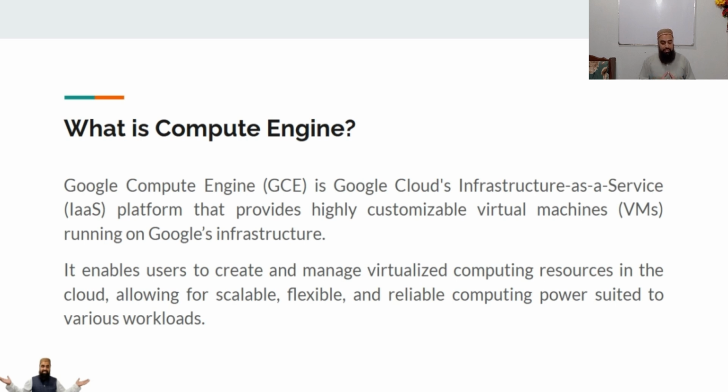Google Compute Engine is Google Cloud's infrastructure as a service platform that provides highly customizable virtual machines running on Google's infrastructure. Google's infrastructure itself is one of the most powerful compute infrastructures. So that's why Google is offering infrastructure as a service. In infrastructure as a service, you are getting virtual machines. You can run your virtual machines on Google Cloud Platform. There are hundreds of different types of virtual machines that you can run on Google Cloud Platform.